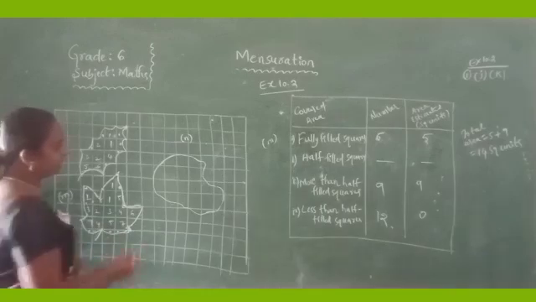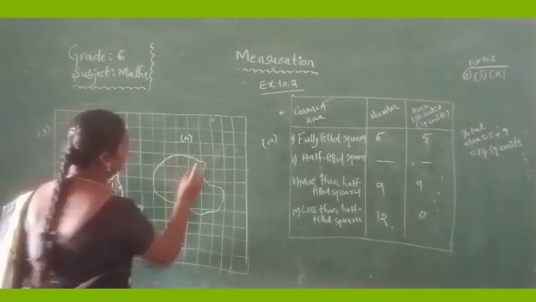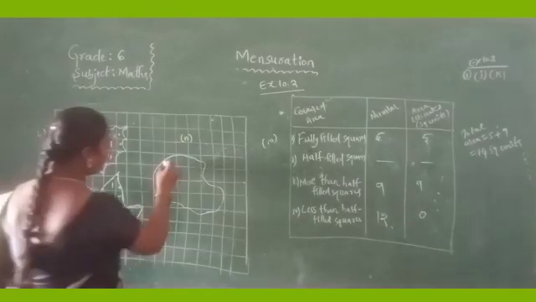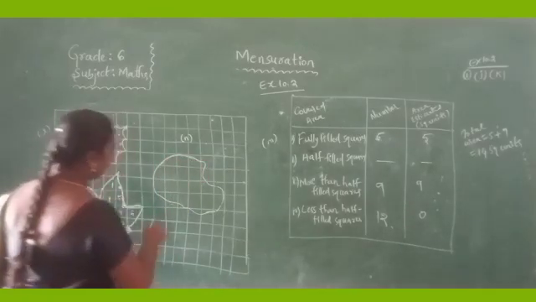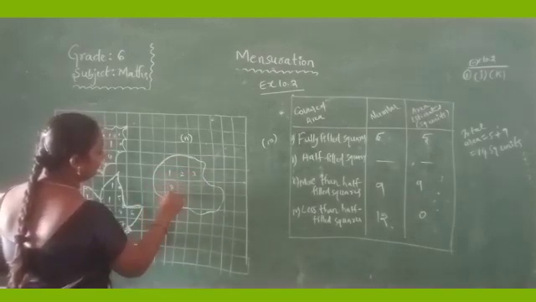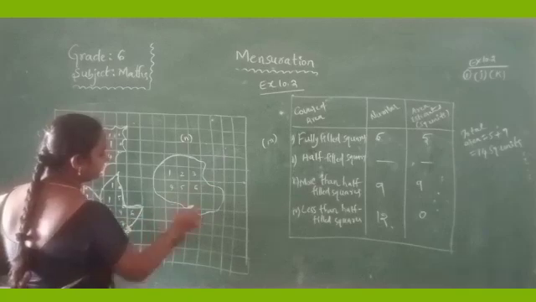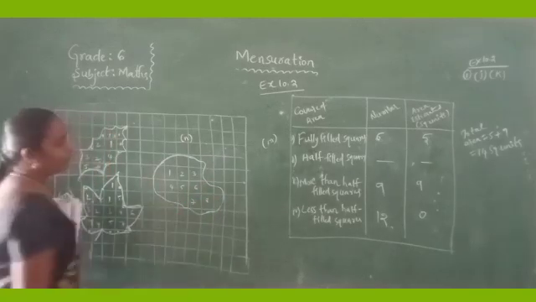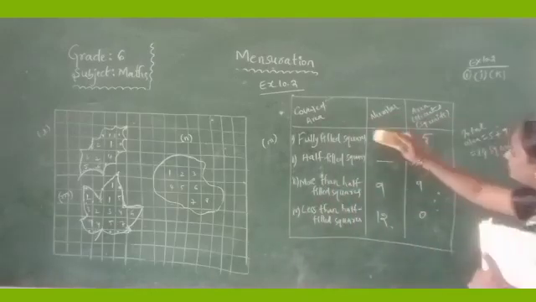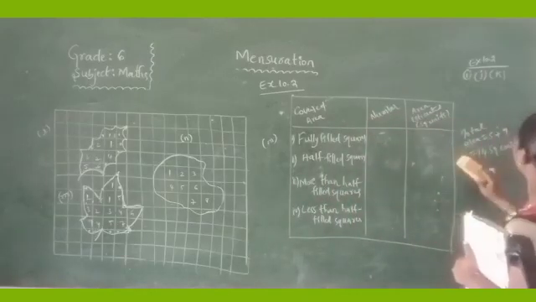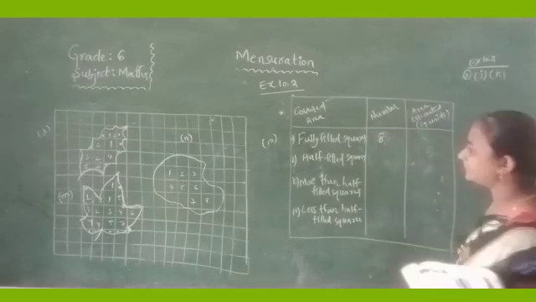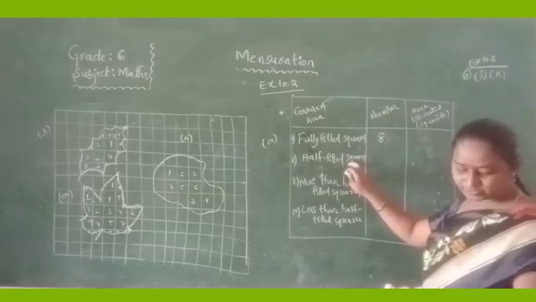How many full squares are here? You can see in your textbook, observe neatly. Full squares means 1, 2, 3, 4, 5, 6, 7, 8. Full squares are how many? 8. Very good. So total full squares are 8. Then next, half filled squares.